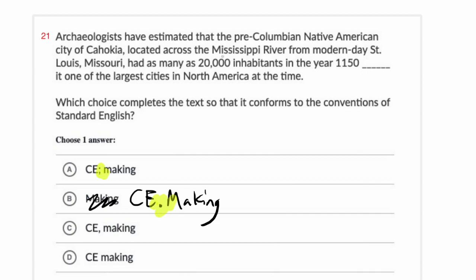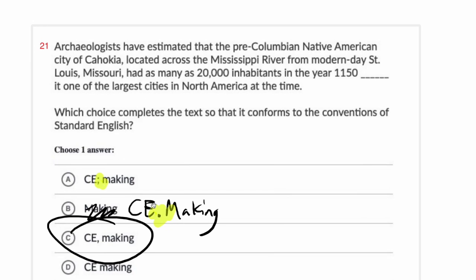So making it one of the largest cities in North America at the time, that's a phrase. Making it, it's a participle phrase, and so we need the comma before it. There are situations in which you could have a participle phrase, a phrase beginning with an ing word, that didn't need a comma.